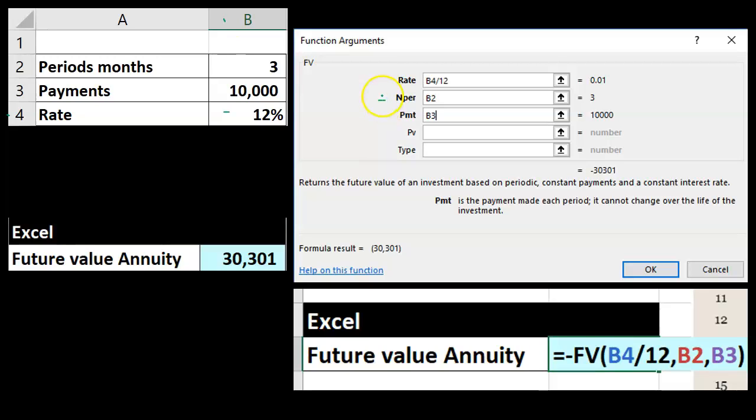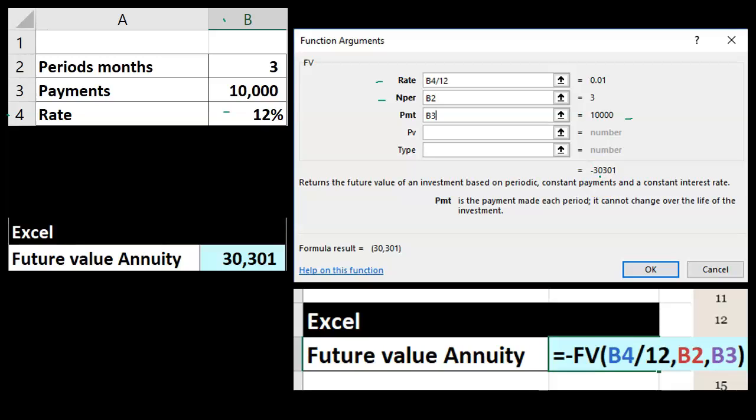How do we know that? Because we're using a monthly rate. And therefore, the periods will be coinciding with that and be per month. There's the 3 on the right. Then the payment is in B3. So within B3, we have the 10,000, that being the payment. That's going to produce the answer of 30,301.